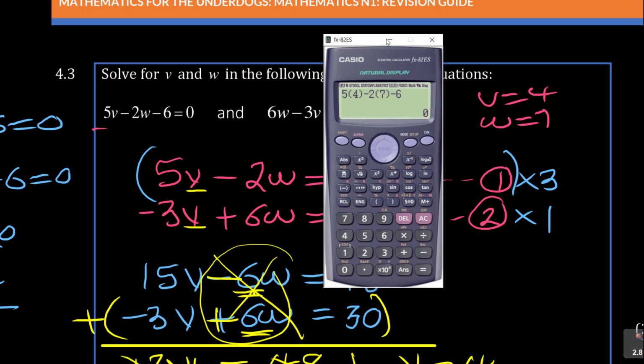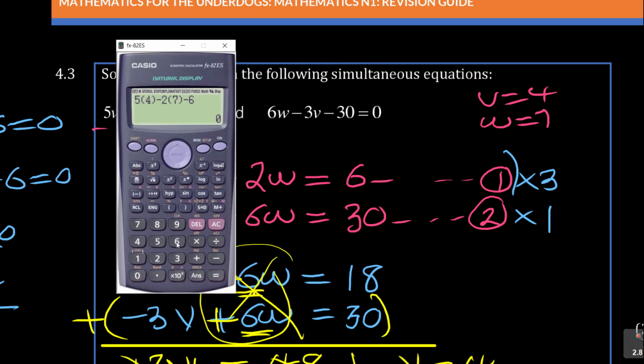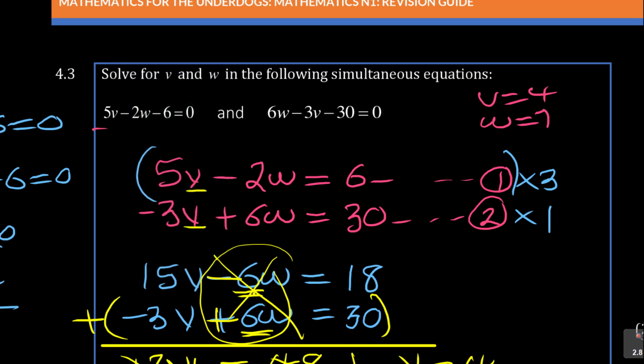So this one works. Let's try the second one. 6, my w is 7, minus 3, my v is 4, then minus 30. It must still give me 0. Then you know I got it right. So always test these things. Almost 50% of your paper you can actually test it, if not 60%.